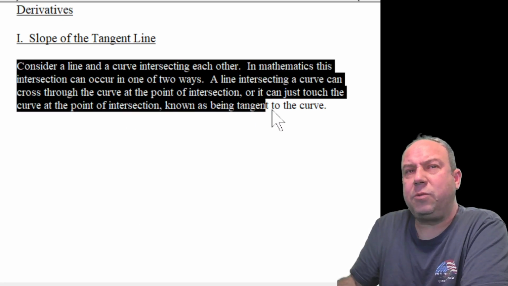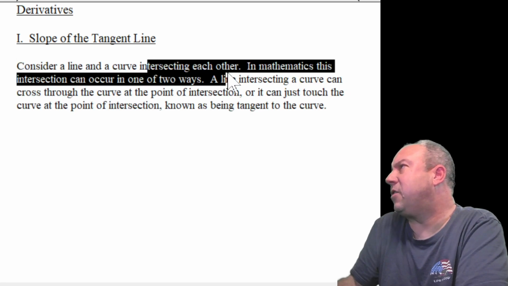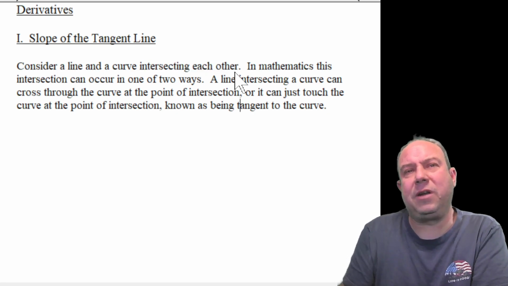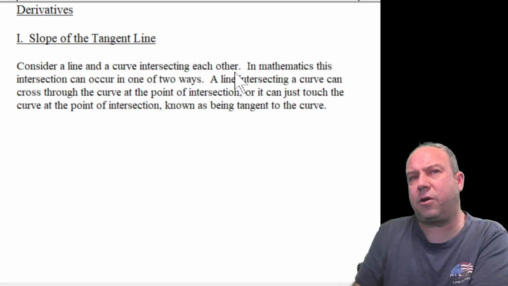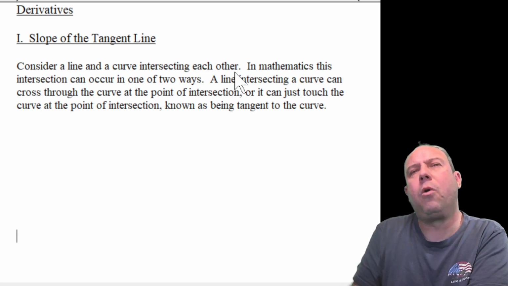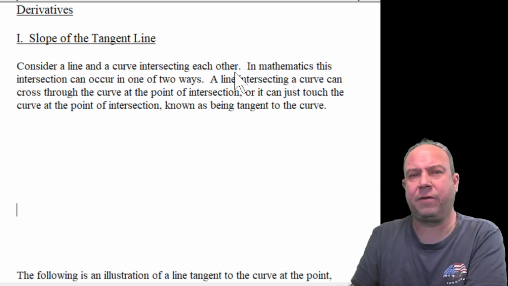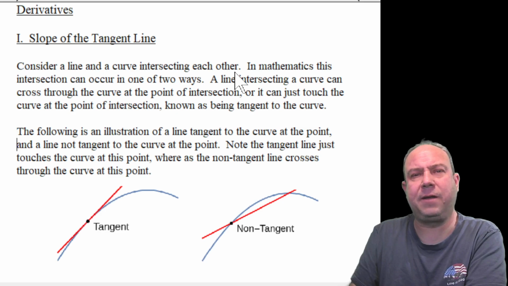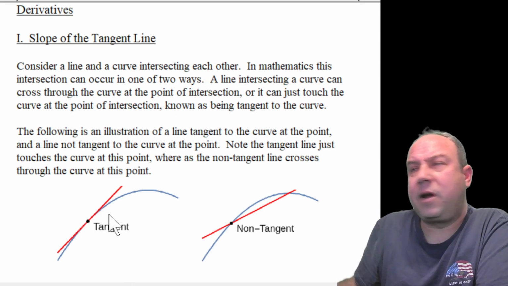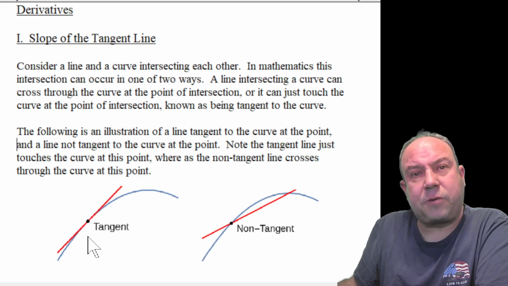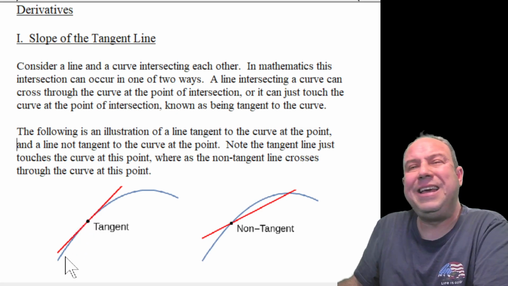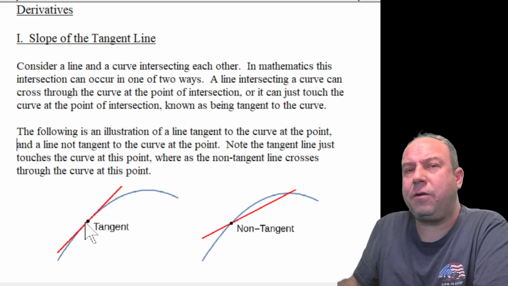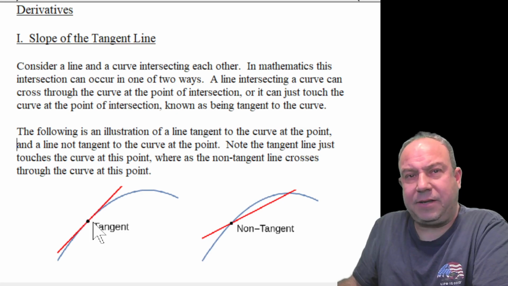Now, when a line intersects a curve in mathematics, there are two ways that behavior can occur. It can either cross through the curve at that point of intersection, or it can just touch the curve at that point of intersection. I have an illustration here to show what I mean. The illustration on the left shows this curve in blue and this line being tangent to the curve at this point.